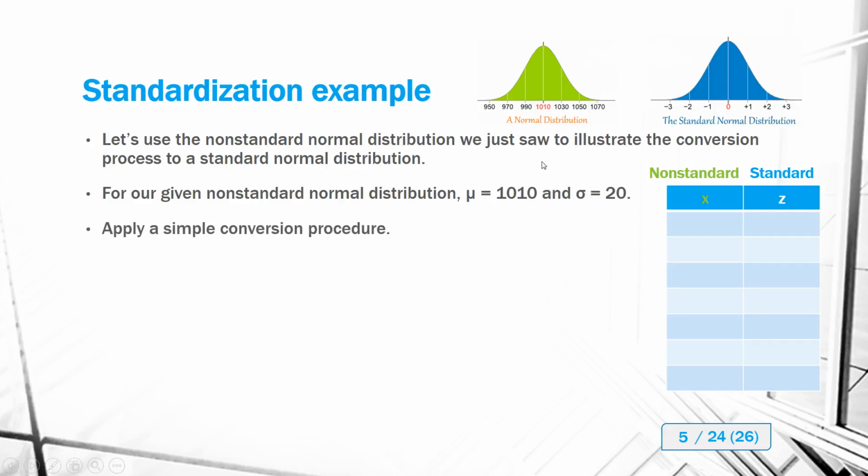So we're going to apply this conversion process to convert from this non-standard normal distribution to the standard normal distribution you see here. And to do that, we're going to make use of this table that we see here at the right. So first we're going to select a random variable to convert. It doesn't matter where we start, but let's just start on the left end. So we'll take this leftmost value of 950, and we're going to convert this to a z-score on the standard normal distribution. So we'll put the 950 there in our table for our first row for the non-standard normal distribution side. Now we apply our conversion equation.